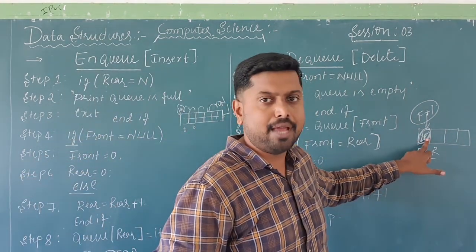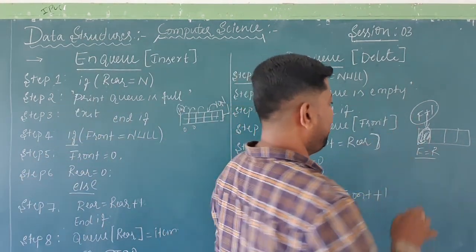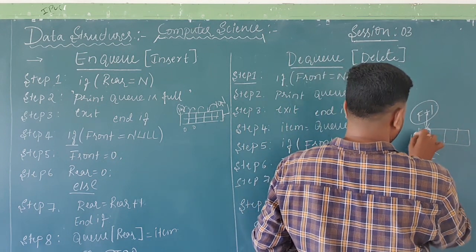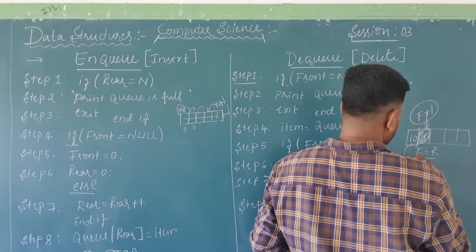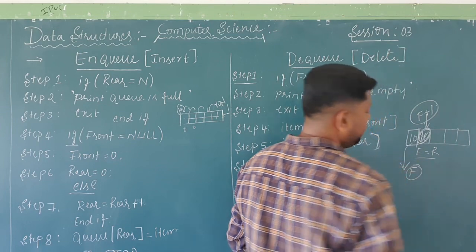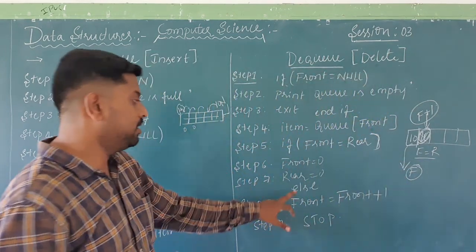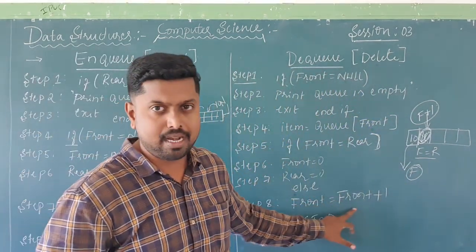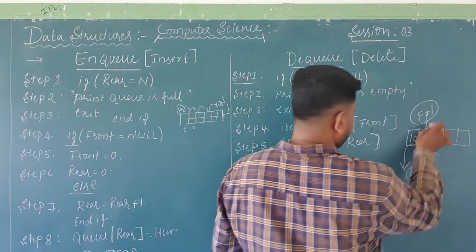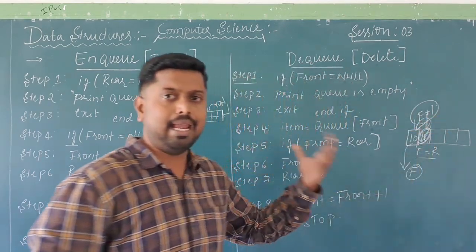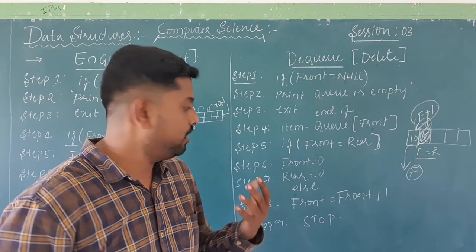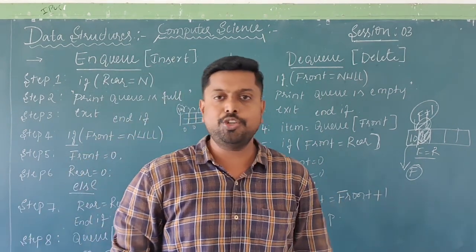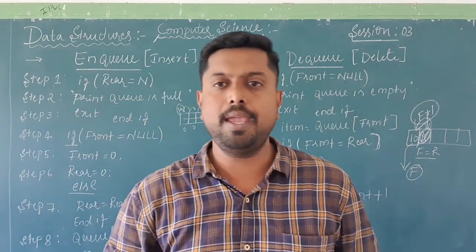Yes, now I have a chance to delete the element 10 from the front end. Of course, 10 will be the one element I am removing, the element at the front end. That is the condition: front is equal to front plus 1. So now the element 10 we are deleting. This is what we call deletion of an element from the queue.